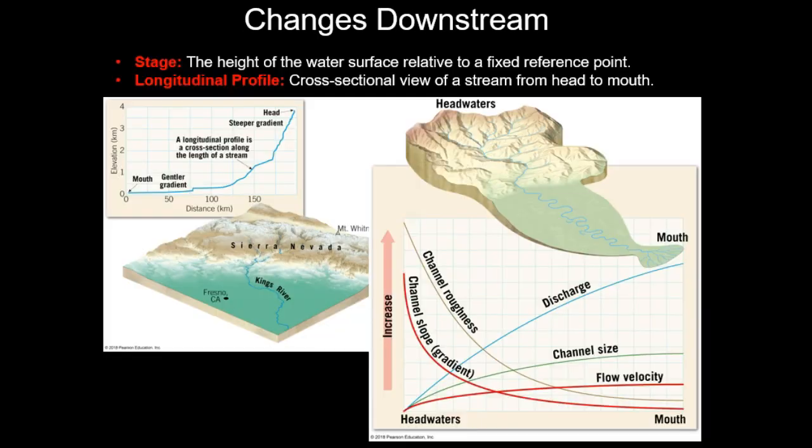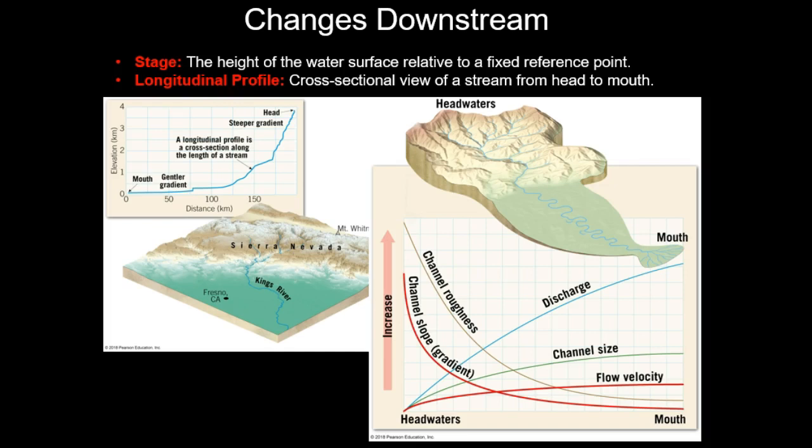So there are a few ways in which the changes of a stream may be monitored. One is through monitoring the stage. The stage is the height of the water surface relative to a fixed reference point. So usually this measurement of stage is mentioned by the media when there is a flood stage, meaning a stage where the level of the water is so high that it will flood over the banks of the river, that it will inundate the floodplain. So stage is basically how high the river will be relative to the reference point.